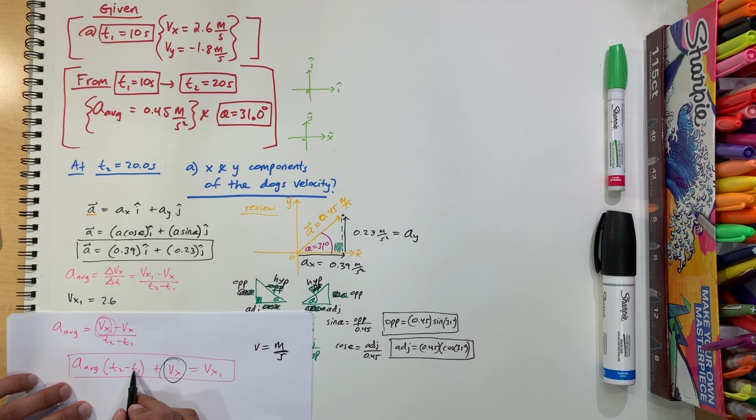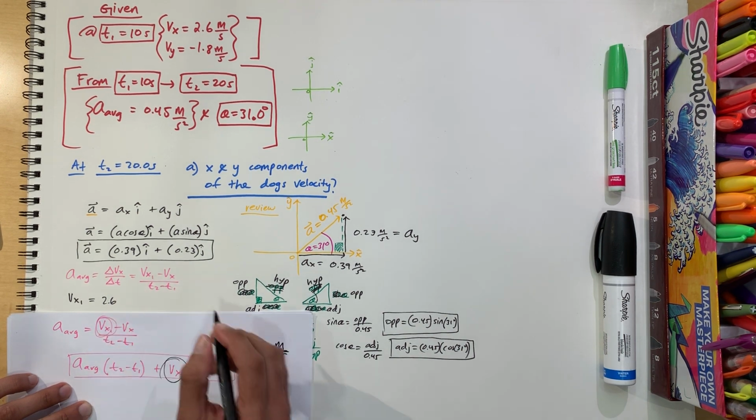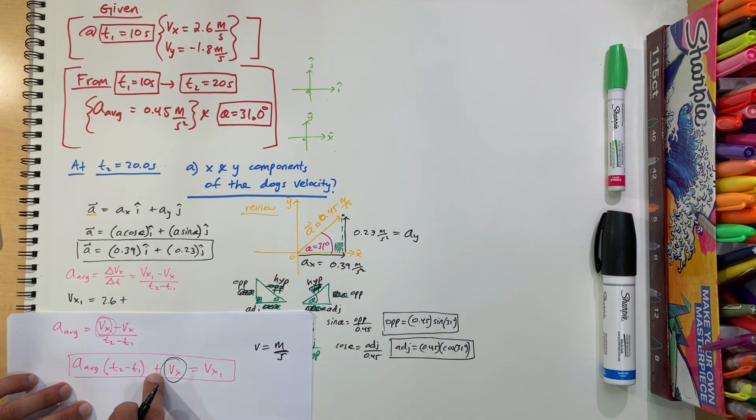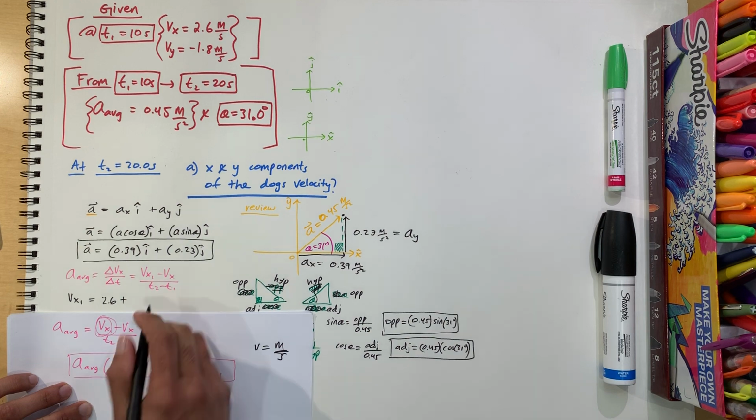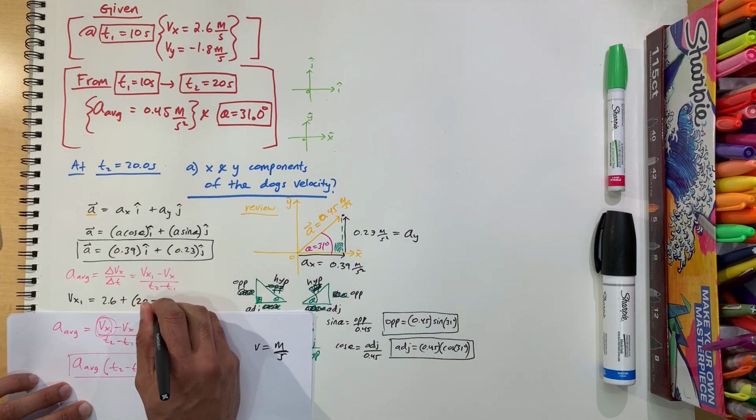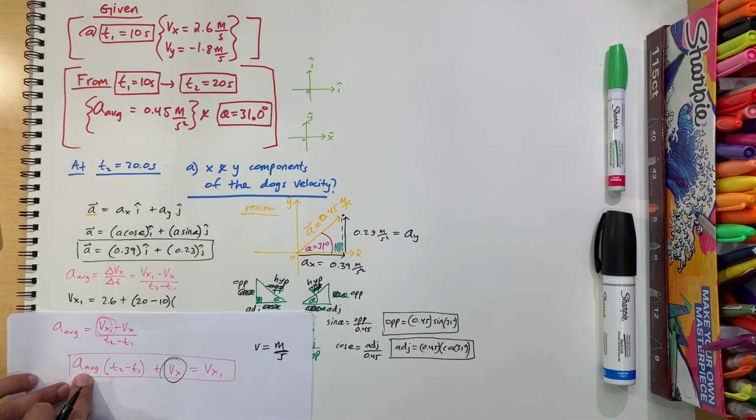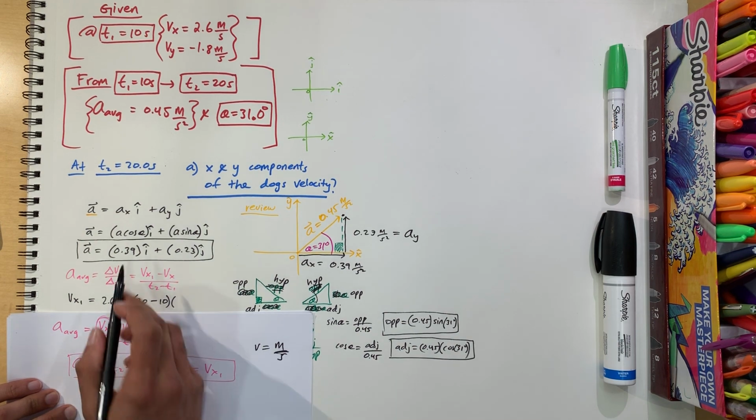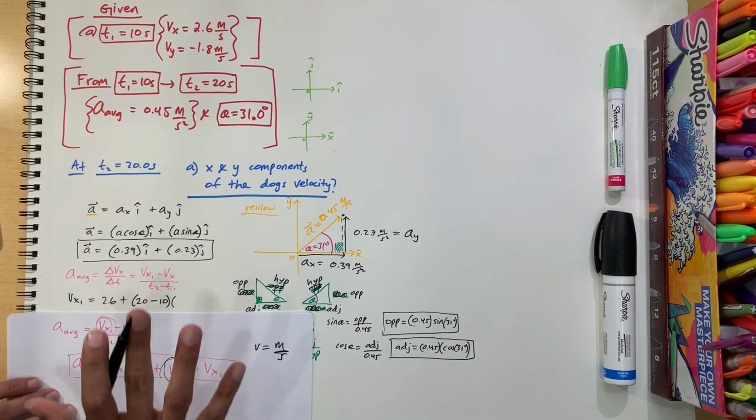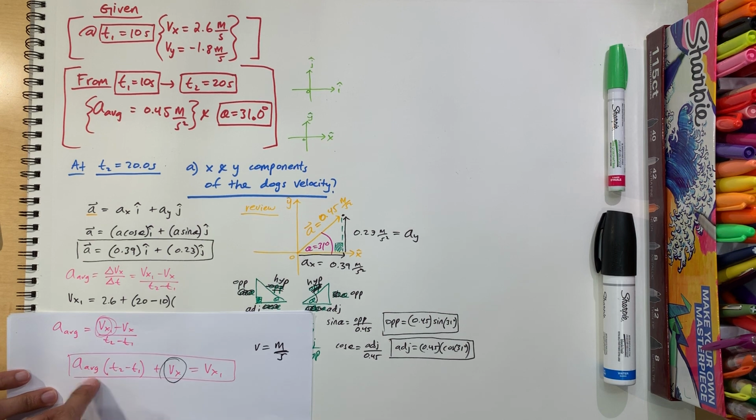Time 2 minus time 1, so we have plus time 2 minus time 1, so this is 20 minus 10 seconds. And then the average acceleration was here. Okay, so this is another part that you might mistake.